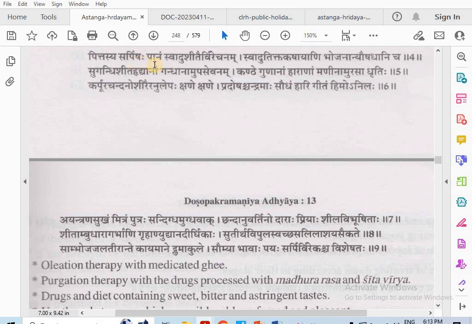And then purgation therapy with two things. Virechan is purgation, we know. So purgation therapy with swadu, sweet madhura rasa, and sita virya. Okay, these two therapies we understood. Now next they say about certain substances that you should eat. Then they say swadu, sweet, tikta, that is bitter, and kashayani, kashaya, that is astringent, right?